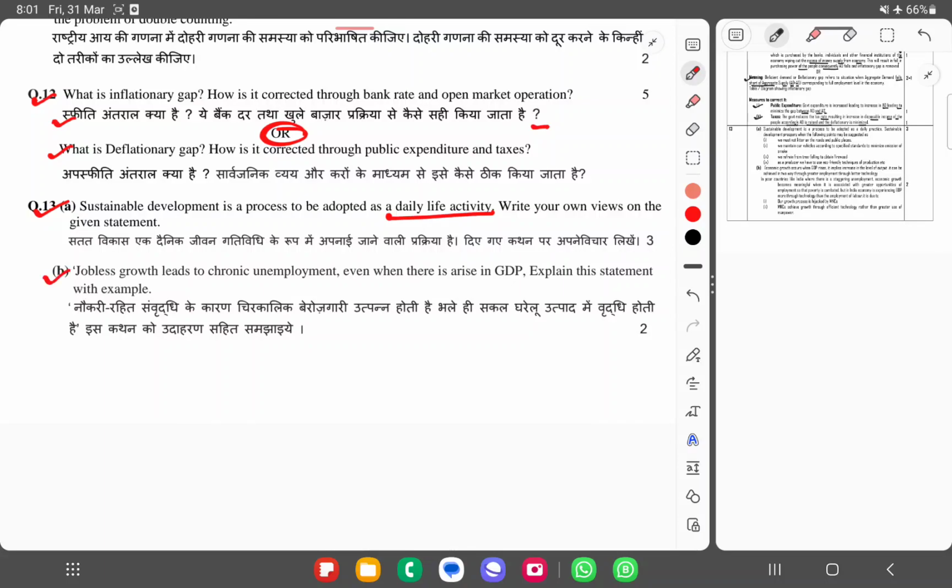B. Jobless growth leads to chronic unemployment, even when there is GDP growth. Explain the statement with example.